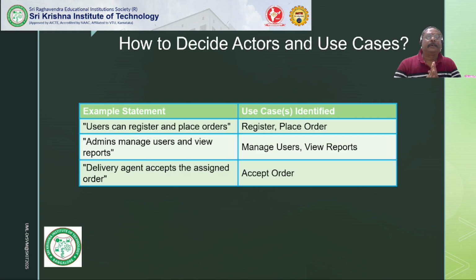Delivery agent accepts the assigned order. So accept order is the use case. The delivery agent will be the actor.